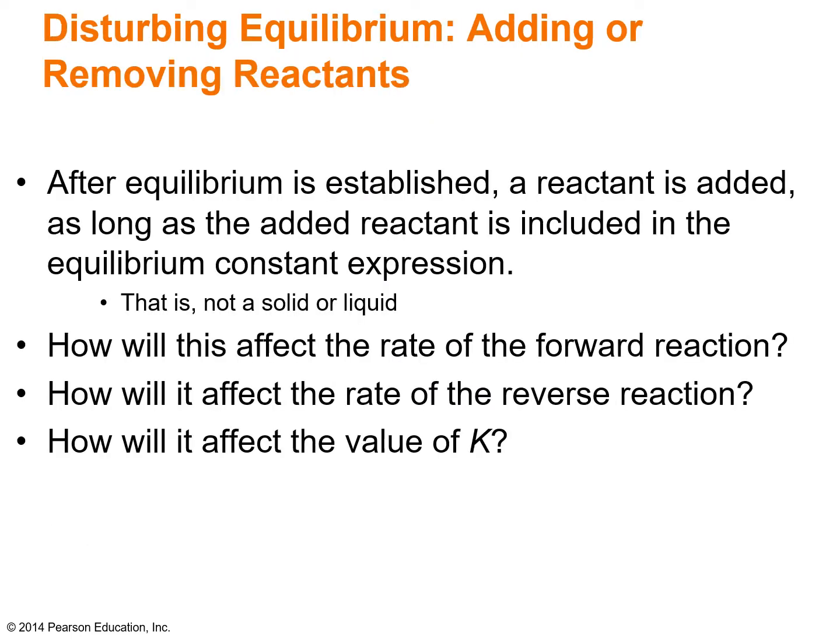After equilibrium is established, a reactant is added, as long as the added reactant is included in the equilibrium constant expression. That is, it's not a solid or a liquid. How will this affect the rate of the forward reaction? How will it affect the rate of the reverse reaction? And how will it affect the value of K? We'll discuss these in the coming slides.